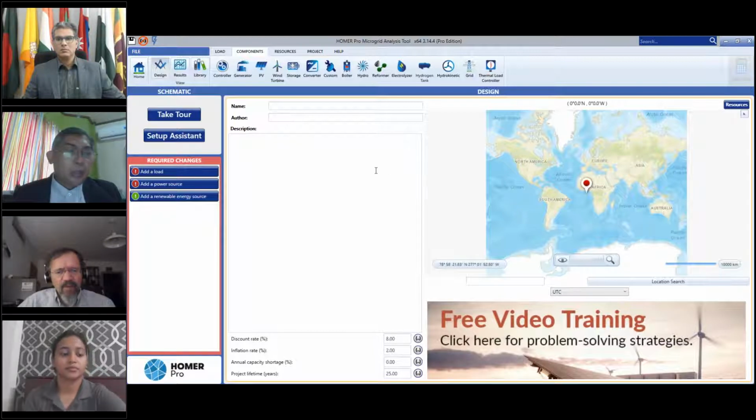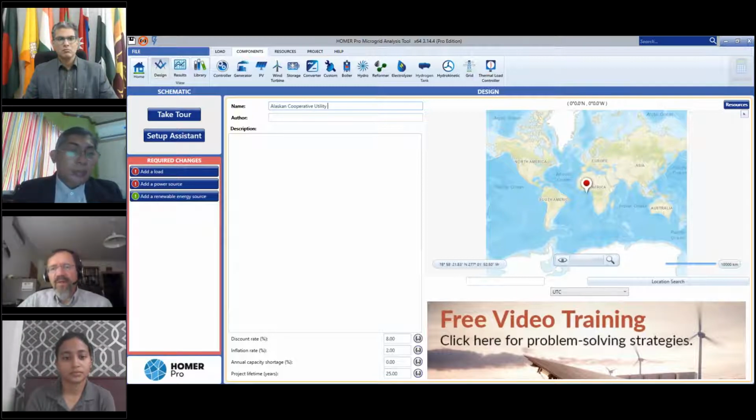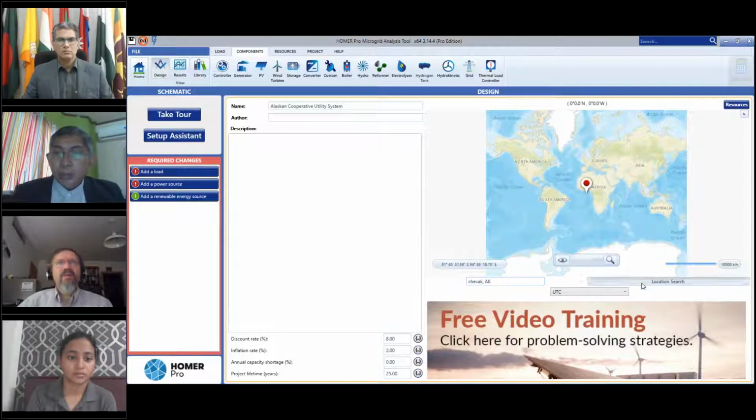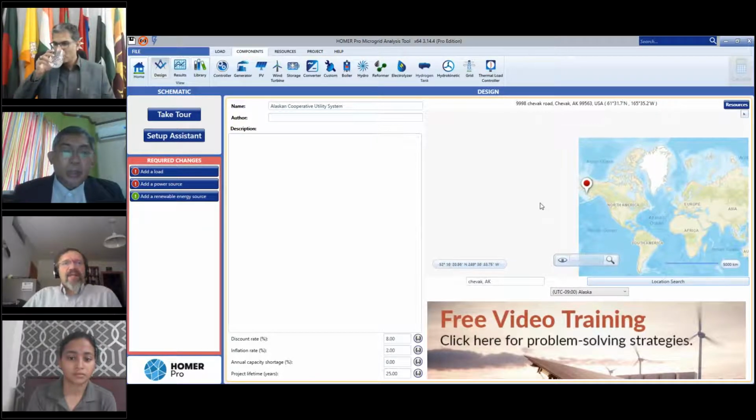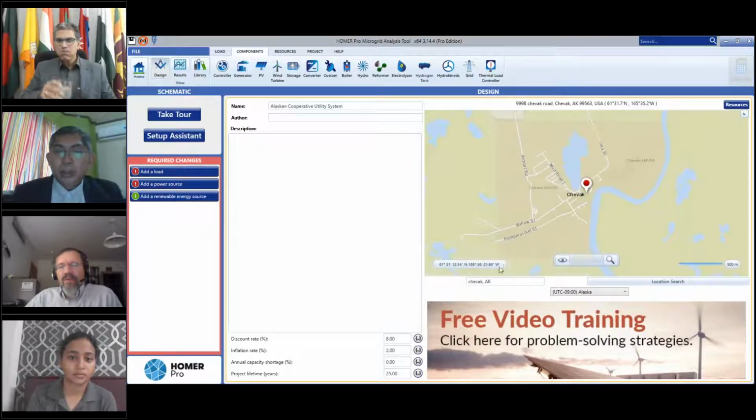So just like yesterday, we can start with an empty HOMER file, and we can set, let's say, again, a small village in Alaska. So this is a system for a small cooperative utility in Alaska. And again, we can put in the location in Shivak and let HOMER look for that location. In a similar manner, you can also do a project like in the Maldives with a very isolated system, and you can simulate a similar village like this one.